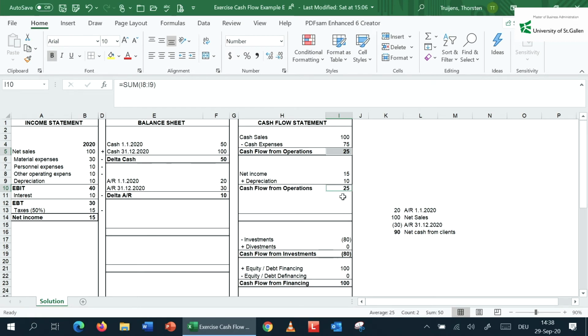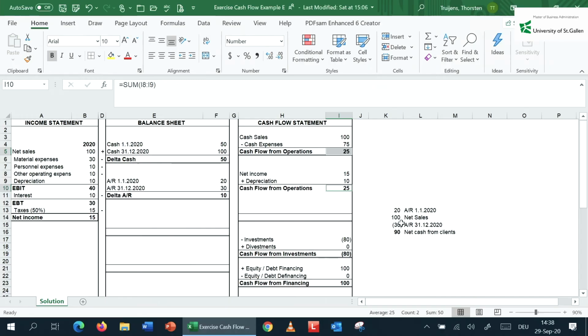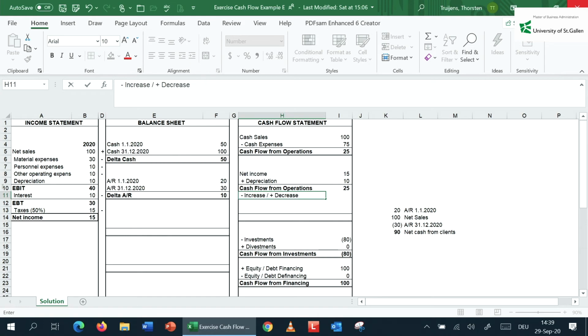And this is what the accountant will tell you. If you want to know how much money you get from your clients, you have to reflect the moves in accounts receivable. So if there is an increase in accounts receivable, so minus increase, it's bad for cash. A decrease, if you bring down your receivables, is good for cash in here. So in our case, we now deduct 10 here. So we make an adjustment to the 25.